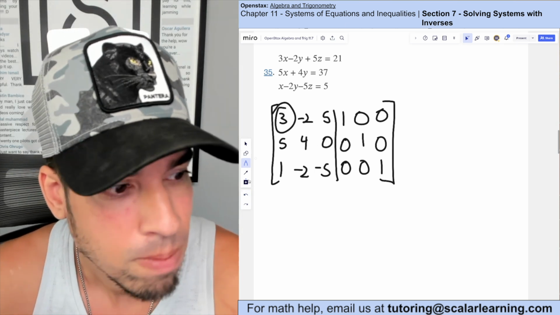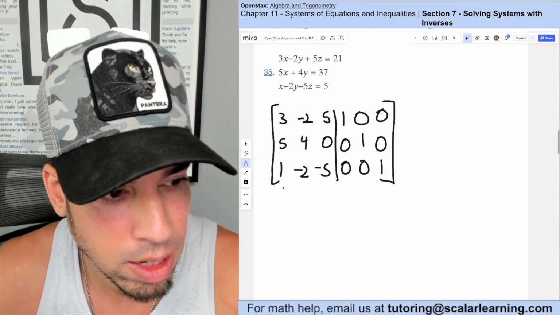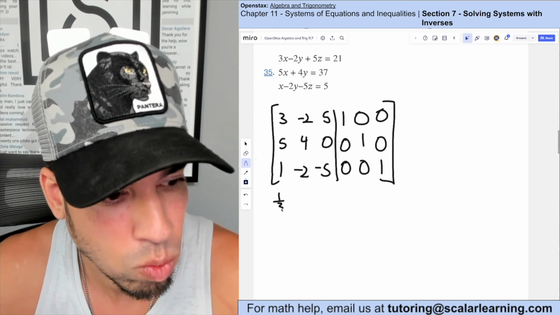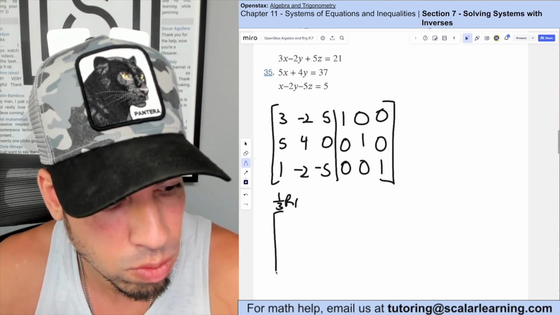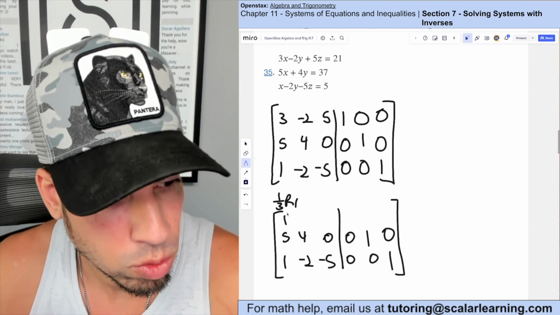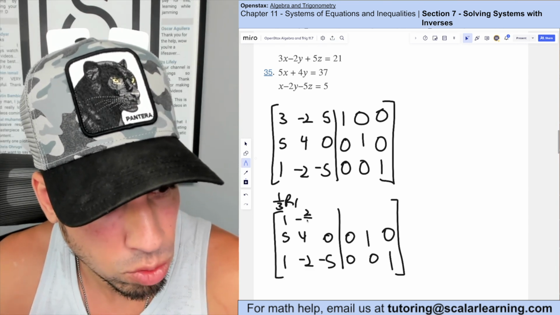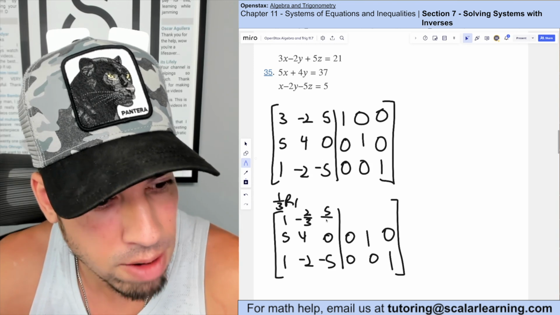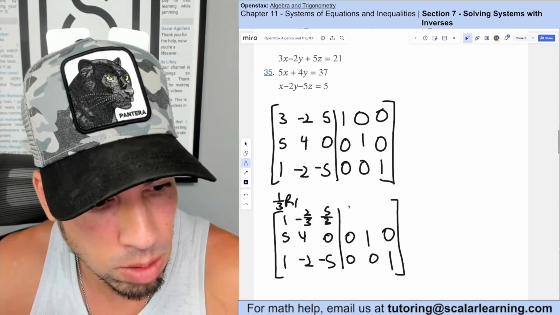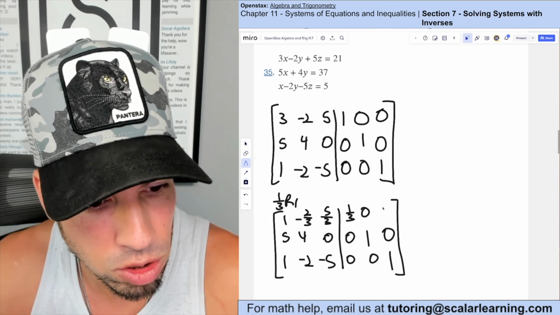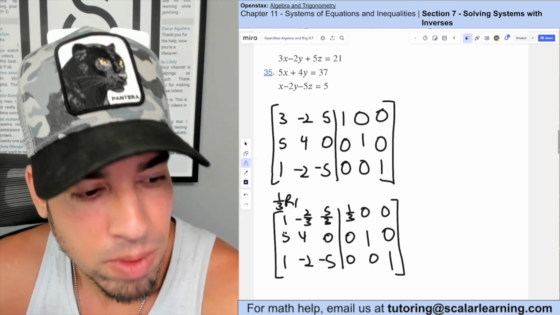So let's begin. First, let's flip that to a 1. I'm going to multiply the top row by 1/3 to get a new top row. Let's write it out. So we got 1/3 times 3 is 1. 1/3 times negative 2 is negative 2 thirds. 1/3 times 5 is 5 thirds. And then we got, again, 1/3 times 1 is 1/3, times 0 is 0, times 0 is 0. Great.